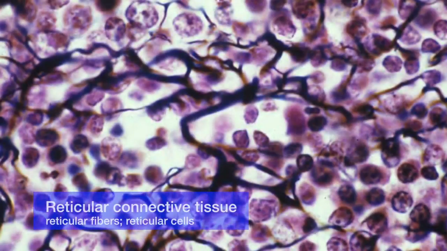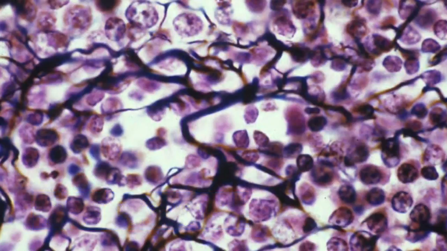Reticular connective tissue, the interlacing network of reticular fibers and reticular cells. Let's give it a nickname, the cherry tree connective tissue. You see that? The branches are the reticular fibers, and the fruit, the dot-like structures, are reticular cells. Again, reticular connective tissue.